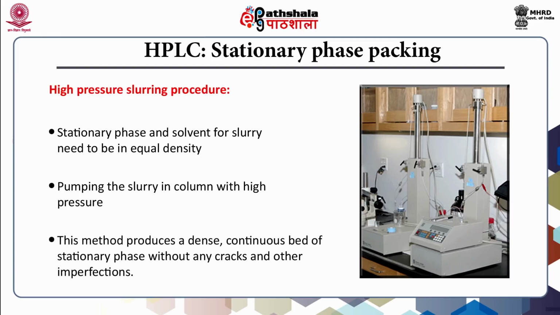So, by the high pressure slurry procedure, a dense continuous bed of stationary phase without any cracks and other imperfections will be formed. Our main motto in packing the stationary phase column is that there should not be any imperfections in the column. The entire column should be uniform with the stationary phase particles. That is why we need to use a specific procedure, called the high pressure slurry procedure.